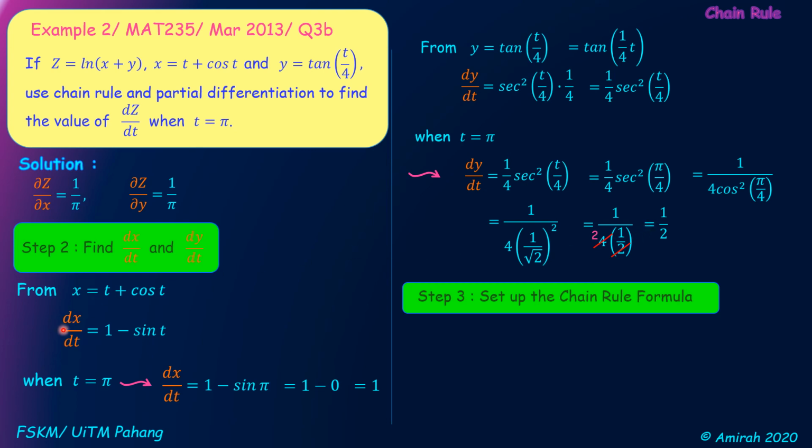Now we are done finding dx/dt and dy/dt when t equals pi. So the next step, step 3, we set up the chain rule formula. We want to find dz/dt. To set up the formula, the first numerator should be del z. Since z has two variables, x and y, we have two pairs of multiplication of derivatives, and in between there must be a plus sign.